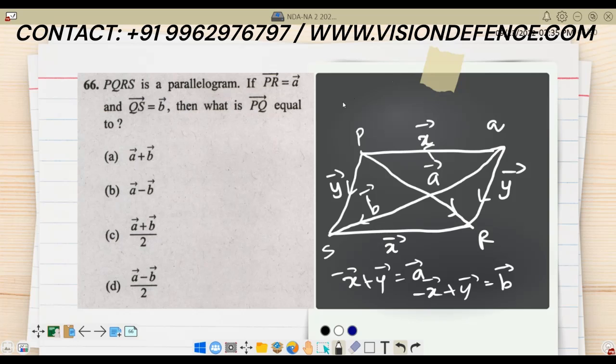Now we'll subtract: A vector minus B vector. We'll subtract the equations and you'll get 2X vectors, right? So we need the X vector, that is the PQ vector. So divided by 2, we get (A minus B) by 2. That is our answer, and the answer is D.